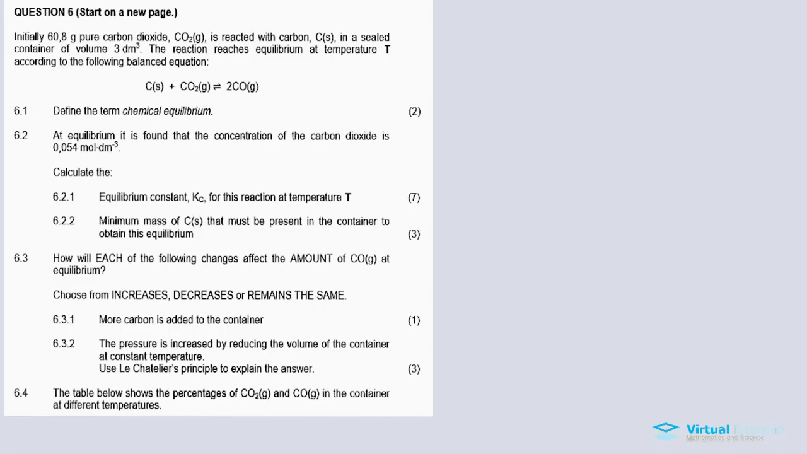Now, in question 6, they say that initially 60.8 grams of pure carbon dioxide is reacted with carbon in solid form in a sealed container of volume 3 cubic decimeters. The reaction reaches equilibrium at temperature T according to the following balanced equation: carbon plus carbon dioxide, a reversible reaction, gives 2 moles of carbon monoxide. So the equation is balanced.